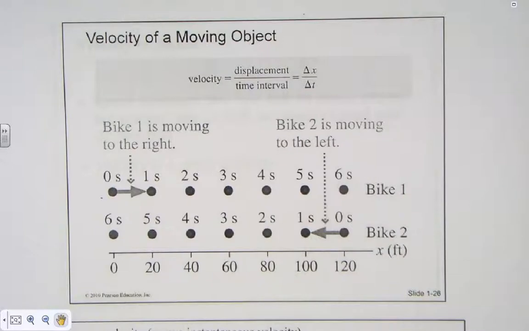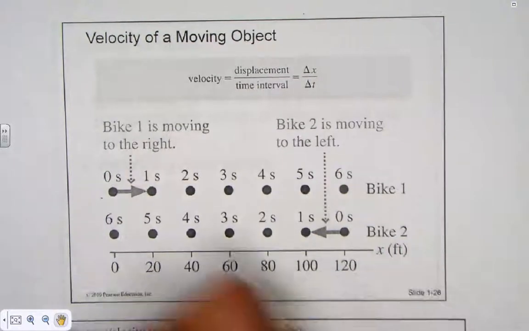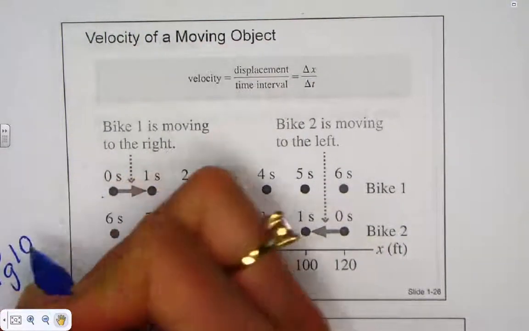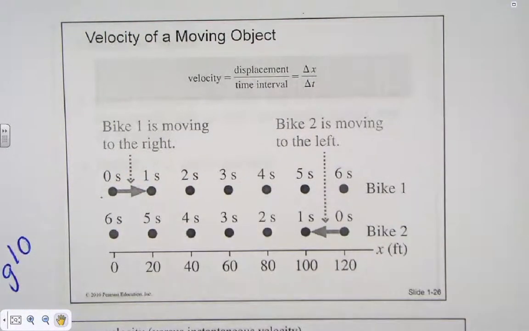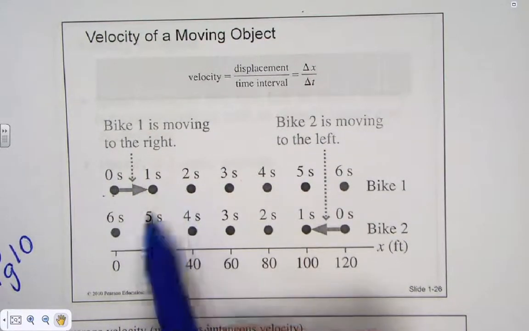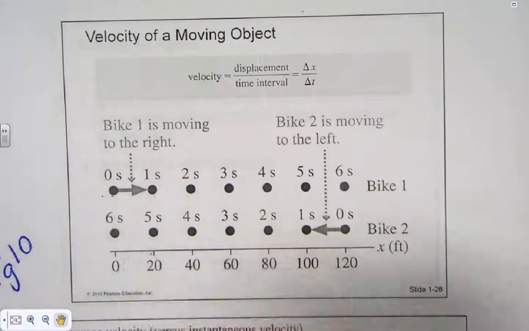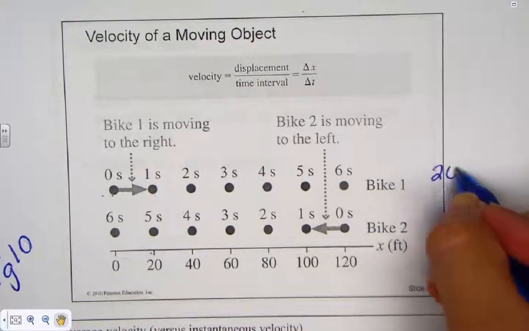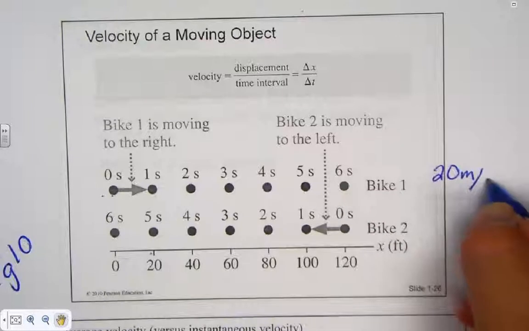So if we think about average velocity, and I'm just giving us this page number as well, we're looking at page number 10, if that's something you'd like to look at closer in your book. The two bicycles are traveling at the same speed, but now we're seeing that they have different velocities. So if from time 0 to time 1, bicycle 1 traveled 20 meters, bike 1 has a velocity of 20 meters per second.